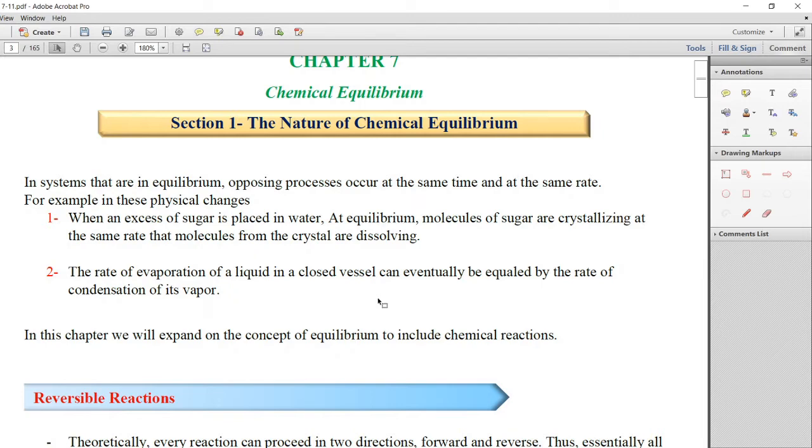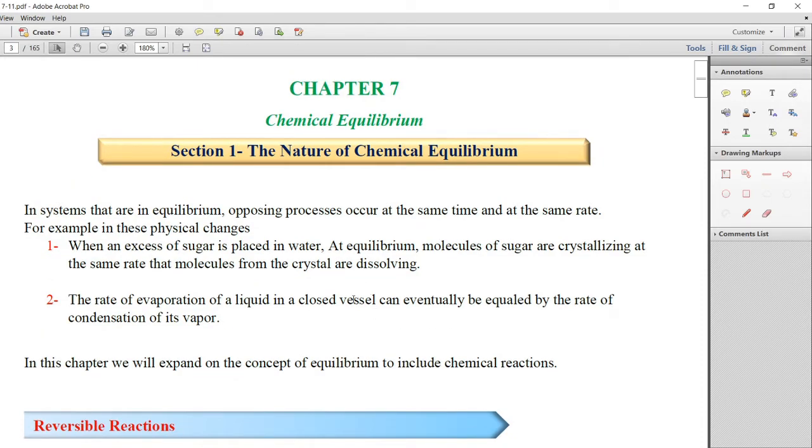For example, you might remember from chapter 1, when an excess of sugar is placed in water, at equilibrium, molecules of sugar are crystallizing at the same rate that molecules from the crystals are dissolving. So that was an example for physical equilibrium. Or we had another one, the rate of the evaporation of a liquid in a closed vessel can eventually be equaled by the rate of condensation of its vapor. So these two are examples of physical equilibrium systems, not chemical.